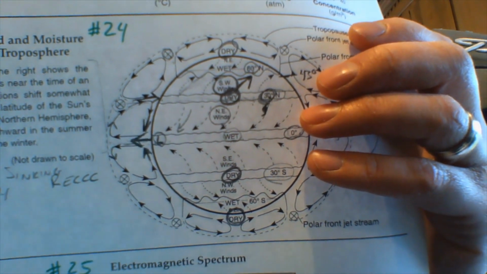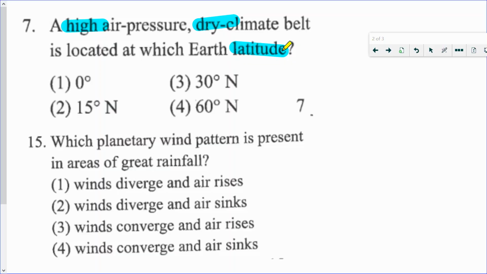What are the conditions of each of those latitudes? So from looking at the chart, it was dry climate belts at 30 degrees north.